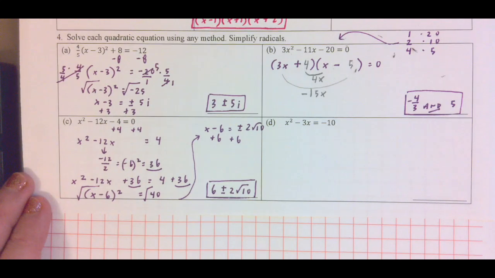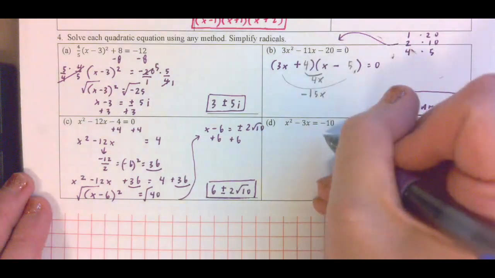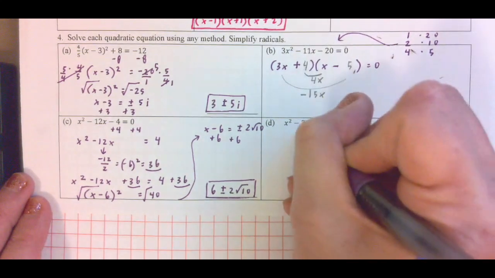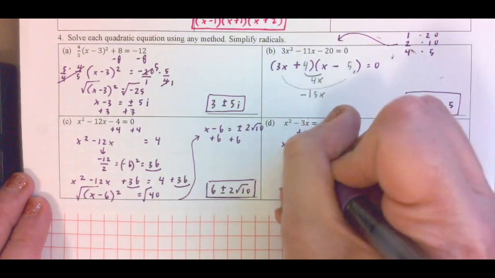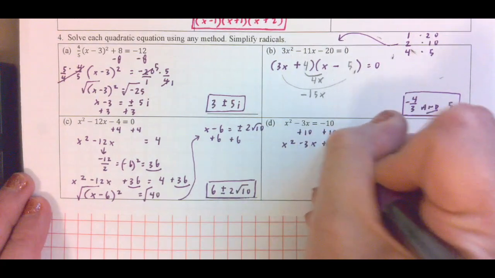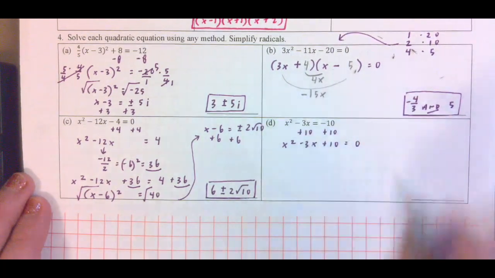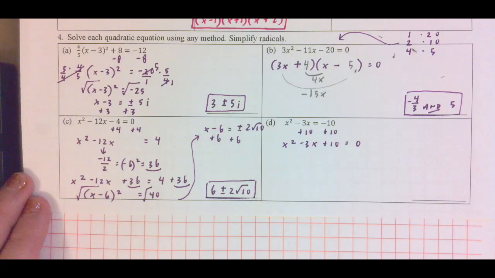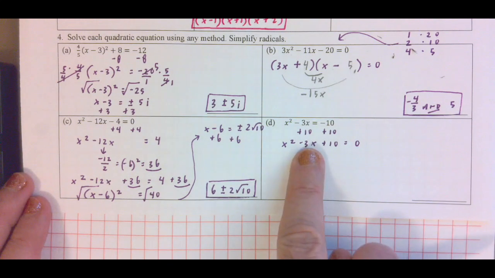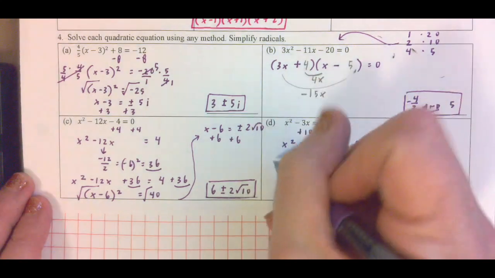Okay, last one. Right, I can't solve by just simply taking the square root. There's a linear term. So let me add the 10 to the other side and stare at it for a second. All right, now that it's all set equal to 0, it's not going to factor. There's nothing that multiplies to 10 that adds to negative 3. I probably wouldn't complete the square because that middle term is odd. I would use quadratic formula here.